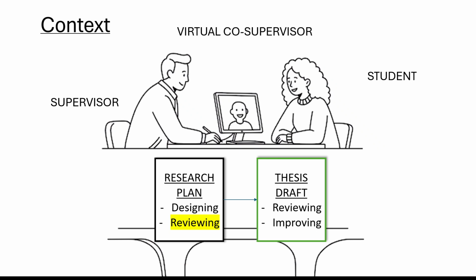Also, the target users can be supervisors and advisors for reviewing student theses, both undergraduate and graduate theses, and research plans. And also the users could be researchers for critically analyzing their own research plans.